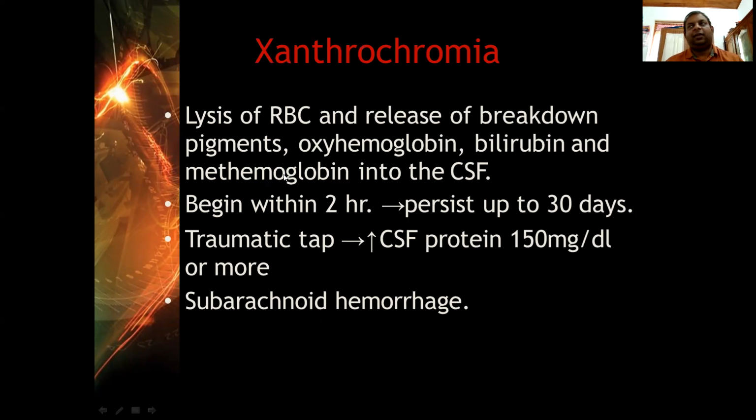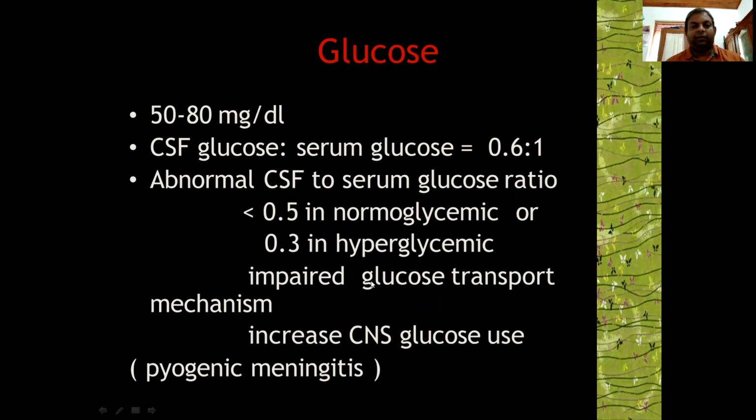Xanthochromia indicates lysis of RBCs and release of breakdown pigments: oxyhemoglobin, bilirubin, beginning within 2 hours. So we have to exclude it. That's why we keep one CSF sample on the lab bench, to exclude xanthochromia, to exclude a traumatic tap, and increased CSF protein, and to exclude subarachnoid hemorrhage. If xanthochromia is there, we have to think whether it is subarachnoid hemorrhage.